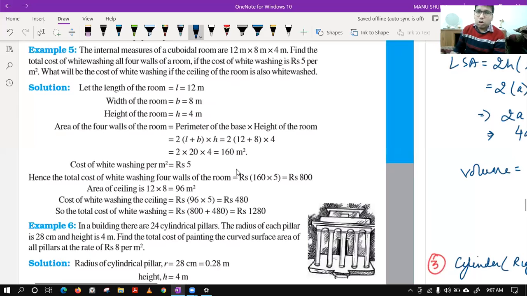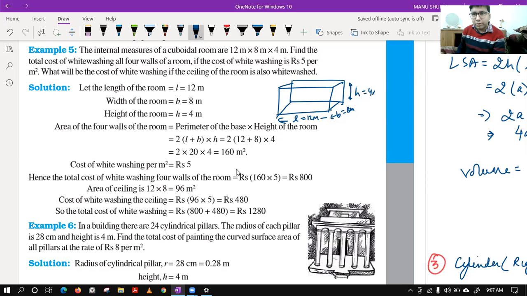The internal measures of a cuboidal room are 12 by 8 by 4 meters. So let me make the diagram. Without a diagram you won't get the idea of the question, so it is better to always make a diagram. So L is 12 meter, B is 8 meter, and H is 4 meter. So it was easy. Now tell me, we have to find the total cost of whitewashing.